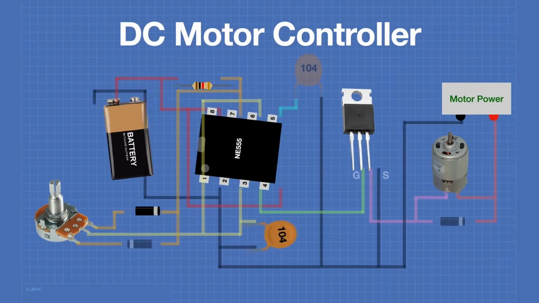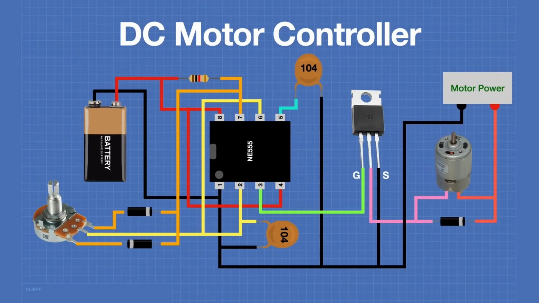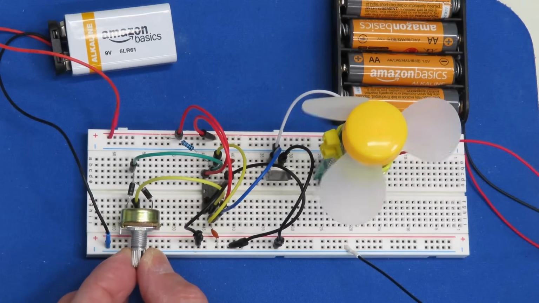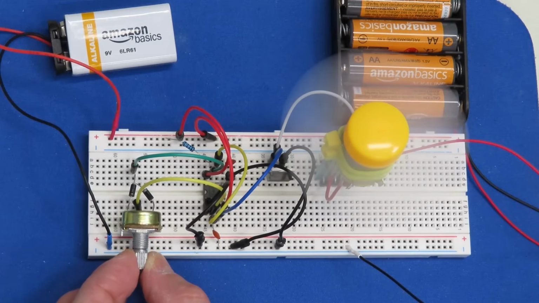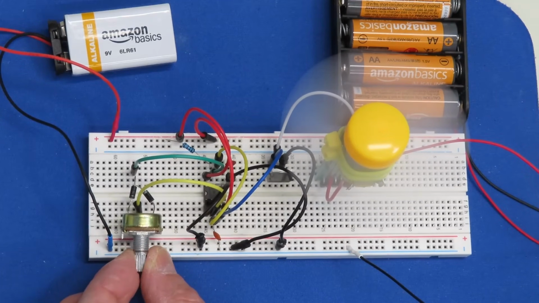Here's the circuit setup diagram. We're using the 555 timer in Astable mode. Here's my motor circuit on the breadboard. I can control the motor speed with this circuit.